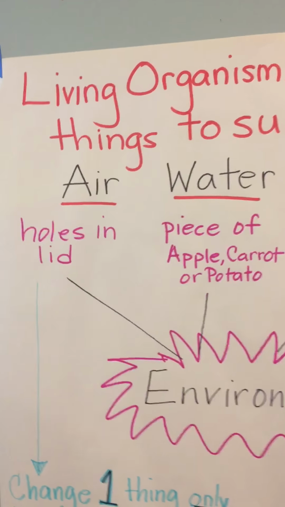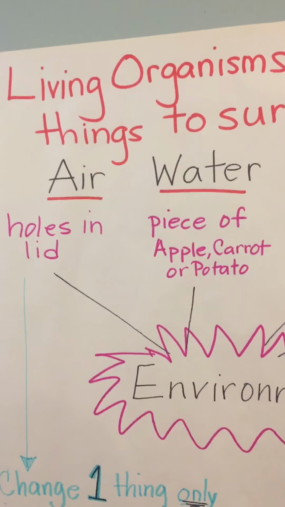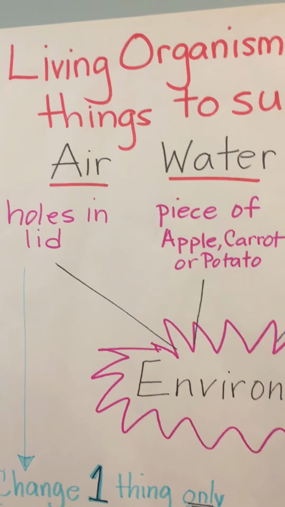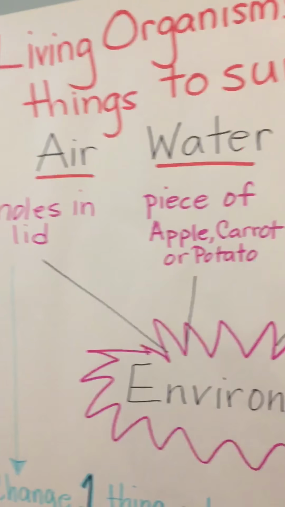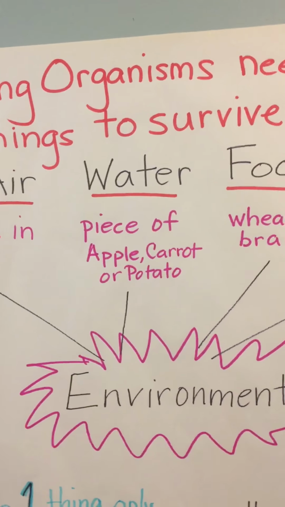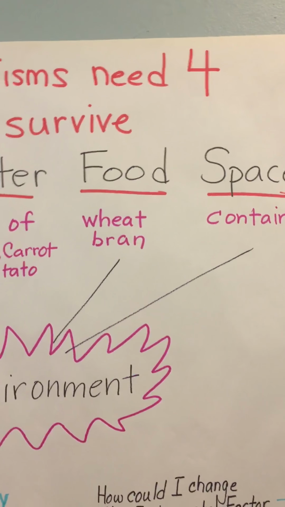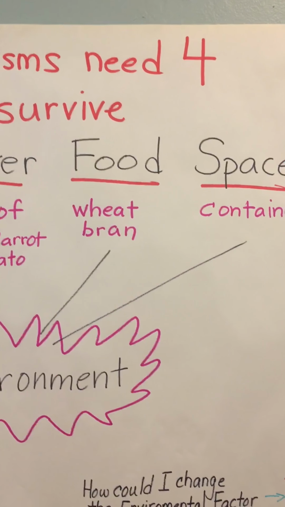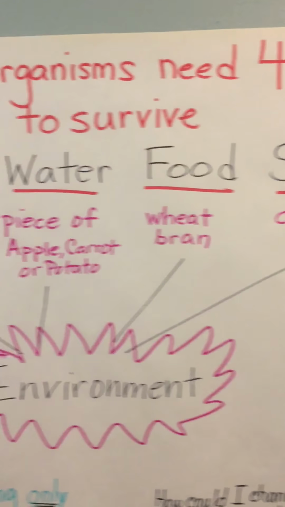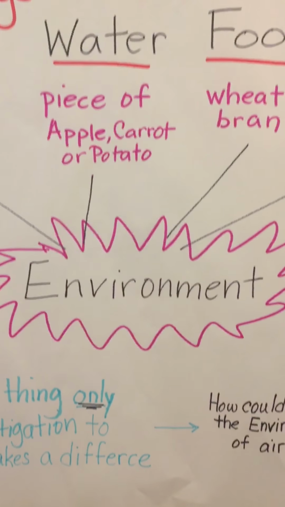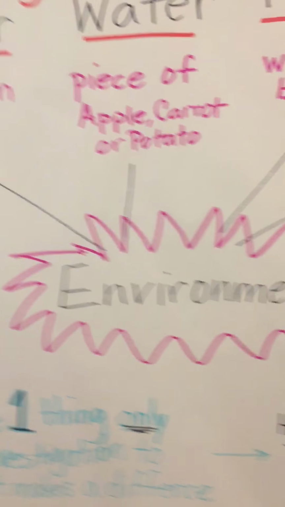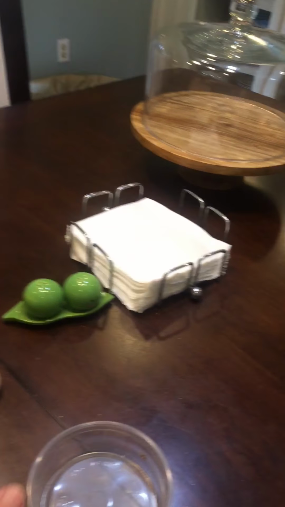So in our experiment, we'll provide air for the mealworms by putting holes in a lid. For water, we'll use a piece of apple, carrot, or potato. For food, mealworms eat wheat bran. And for space, we're going to give them a container. And that's going to create their environment. So let's check it out.